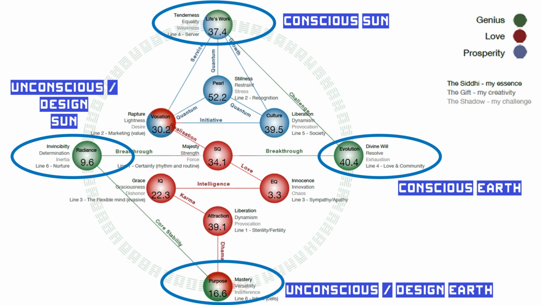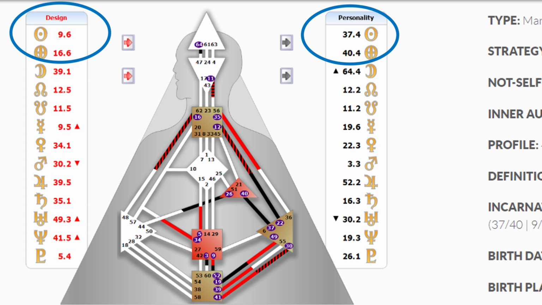Once you can unlock this part, there's going to be an inner peace inside of you that's going to radiate peace outside of you. And this part of the gene key is associated with the unconscious Earth, because if we look at Marcus's human design, his unconscious Earth is at gate 16. And this is gene key number 16.